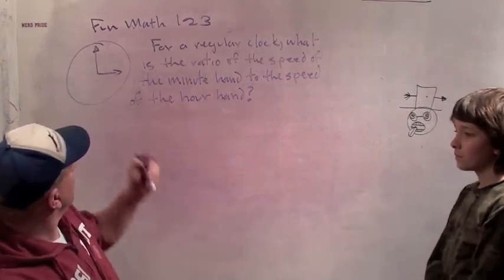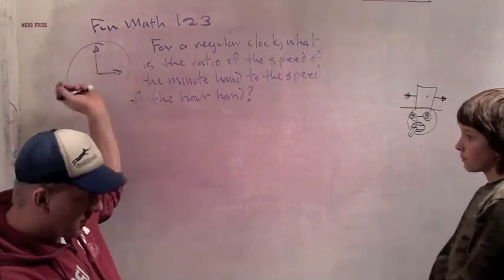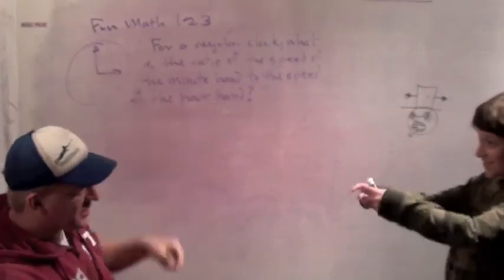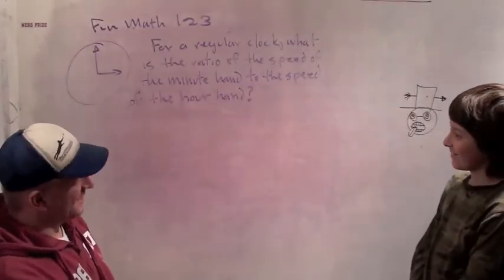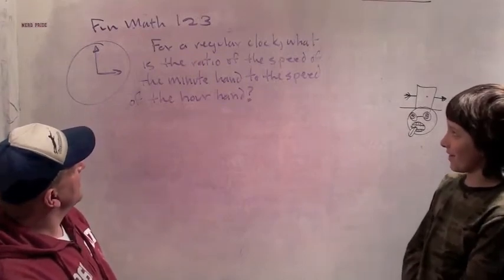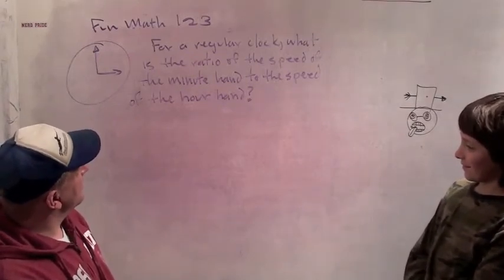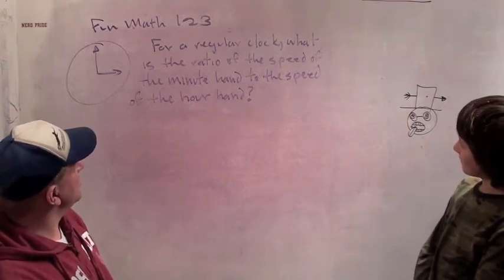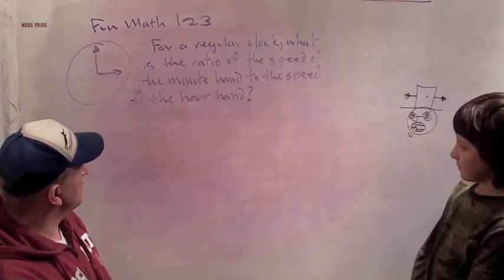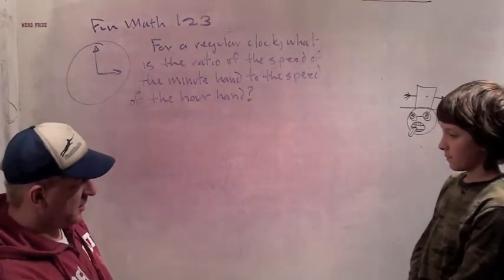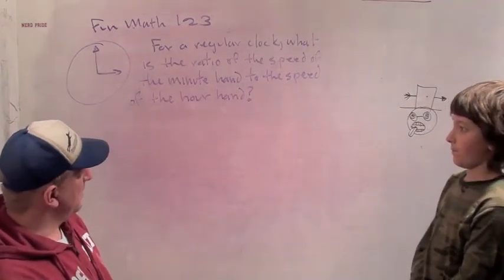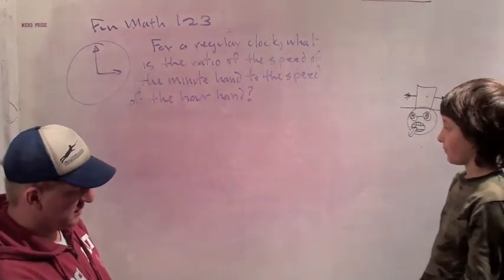For a regular clock, a clock with a minute hand that's working correctly and an hour hand that's working correctly, and not one of those weird clocks like a binary clock, what is the ratio of the speed of the minute hand to the speed of the hour hand? Do you understand the problem? Yep. All right, so how do you want to approach this?